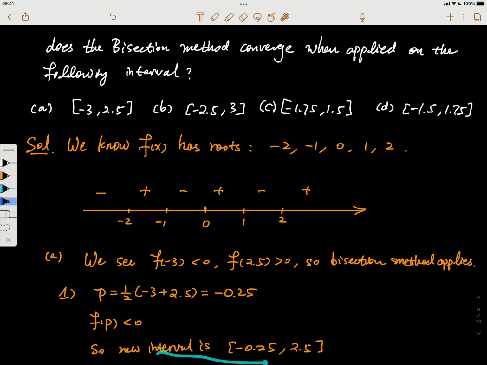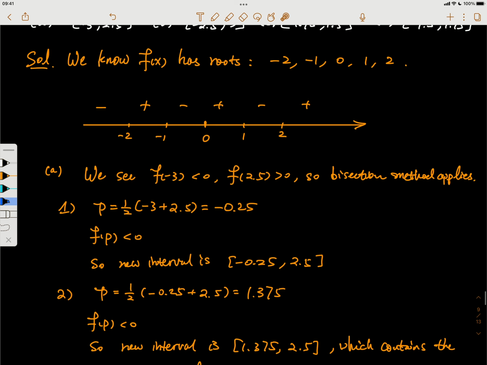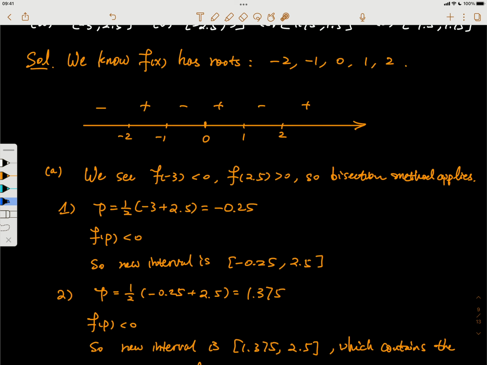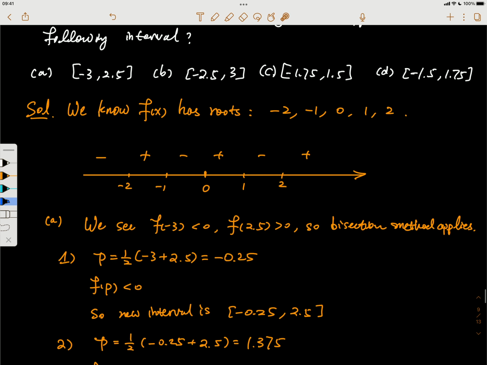So this interval is -0.25 and 2.5. Then we apply the bisection again, which is to find the middle point of these two. That is 1.375. So that's somewhere here, and you have 2.5 here. Now you can see that when you narrow down to this, there is only one root left, which is 2. So in this case, you will just get 2. So the bisection method is going to converge to 2 if you're using this interval. You can try this by applying your code, but that's the answer you can get.